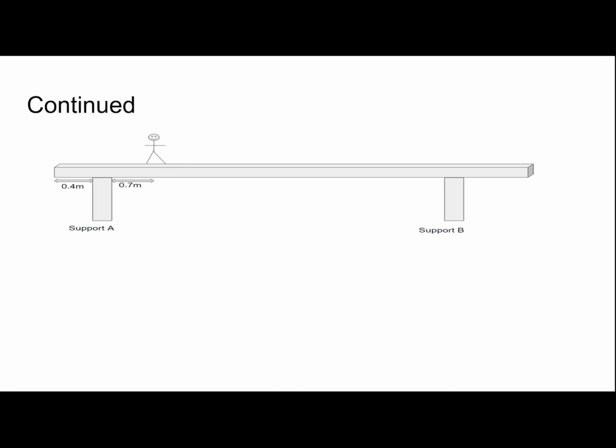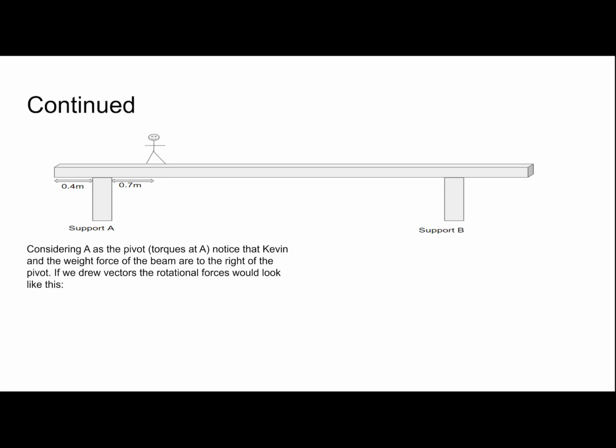And once again, it's just a matter of simple calculations, okay? Alright, so we're going to consider A as a pivot because it asks for the torque at A. So we just need to draw, not necessarily vectors, but just a direction, okay? As I was saying before, Kevin will have a clockwise torque, and the center of mass of the beam will also have a clockwise torque for the support A.